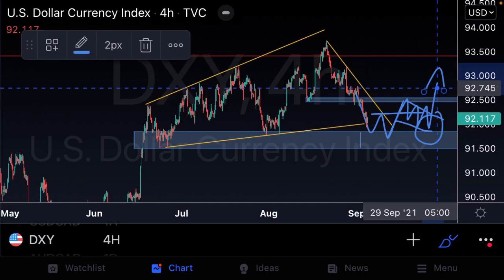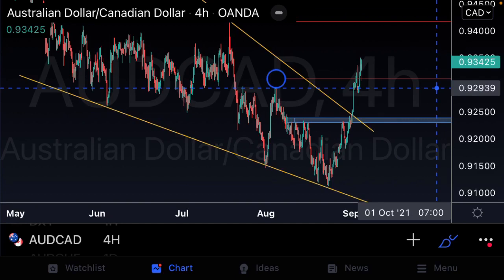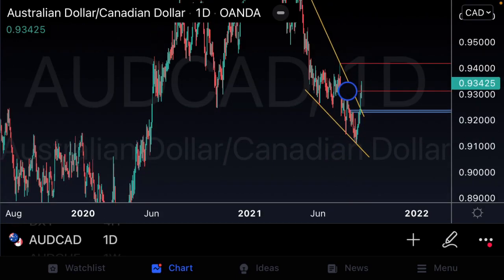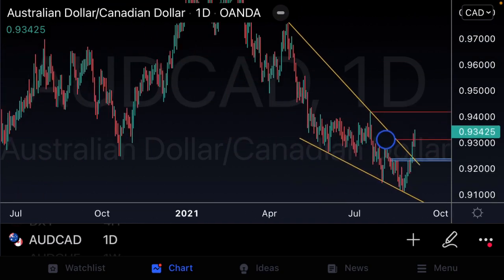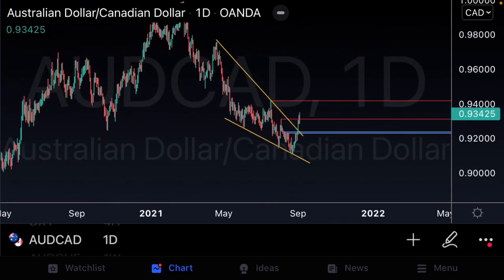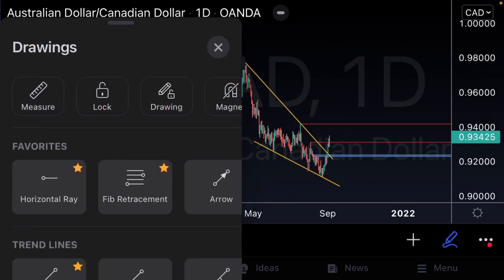Now that we've looked at the DXY, guys, let's go on to the next pair that we're going to have a look at, and that is Aussie CAD. Now let's start off on the daily just so that we can get a quick reference as to what's been going on. So guys, on AUDCAD, if we just scroll out and we look at some higher time frame structure, what we can see is that prices have recently just broken back above a support area.